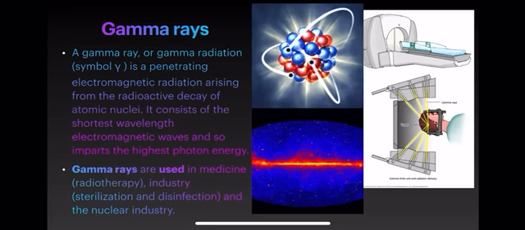Now moving on to gamma rays. A gamma ray or gamma radiation, with symbol gamma, is a penetrating electromagnetic radiation arising from the radioactive decay of atomic nuclei. It consists of the shortest wavelength electromagnetic waves, and so imparts the highest photon energy. Gamma rays are used in medicine for radiotherapy, or industry for sterilization and disinfection, and the nuclear industry. As we can see in the figure on the side, the gamma rays are used to target the cancer and kill it.